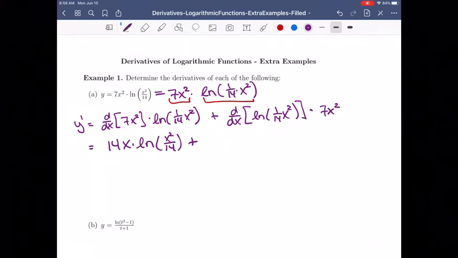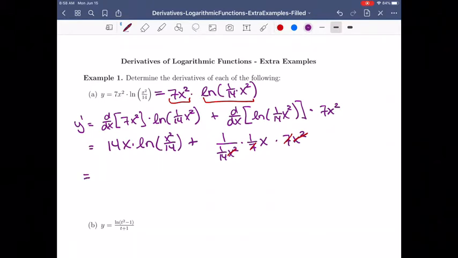So when you take the derivative of a log function, it's 1 over the thing, times the derivative of the thing. So when we bring the 2 down, it's going to be 2x times 1 over 7x squared. Okay, so we're going to get some canceling going on here. So first of all, the 7 and the 7 go away, and also the x squared and the x squared are going to go away.